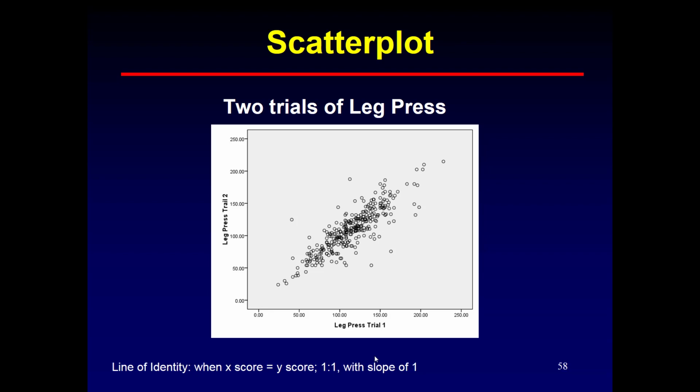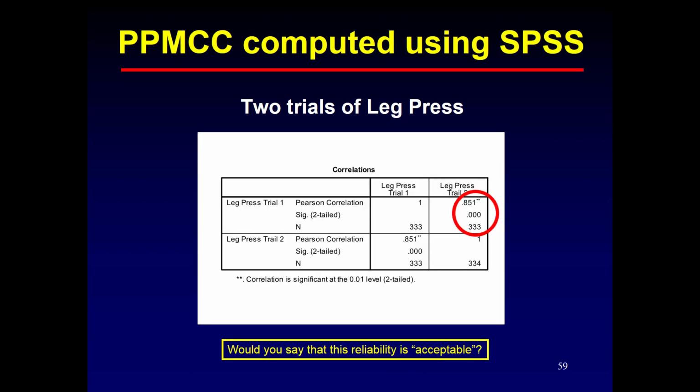You give a leg press twice. Hopefully the scores will be positively correlated and close to the line. Our line of identity says, hey, if you had 100 here, that would be 100 here. So that's where we want the line to be. It's a little bit off, but this is pretty decent reliability on something like a maximal leg press test that you might give. You know how to report these things using SPSS.